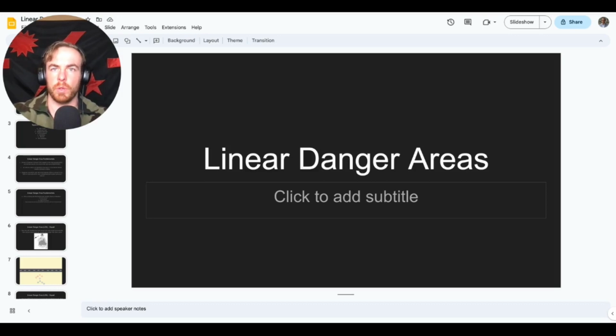So we're rolling. We're talking today about linear danger areas. This was going to be a full danger area class. However, linear danger areas take a little bit more time to explain, and we will be covering both squad and platoon size SOPs for crossing linear danger areas.